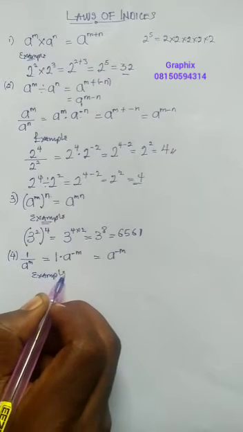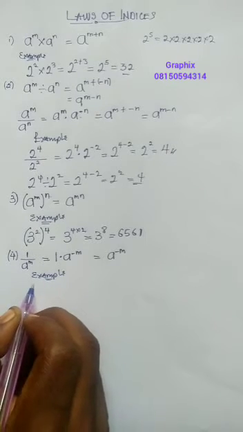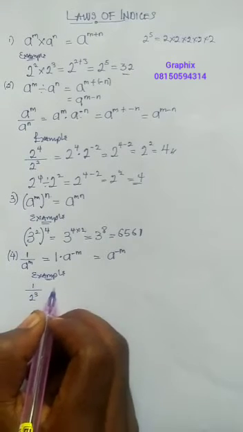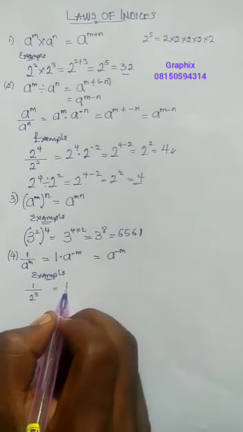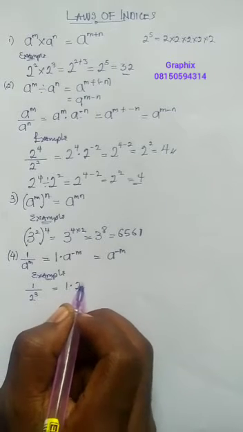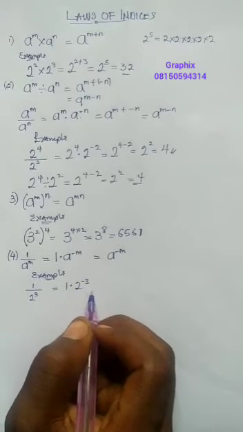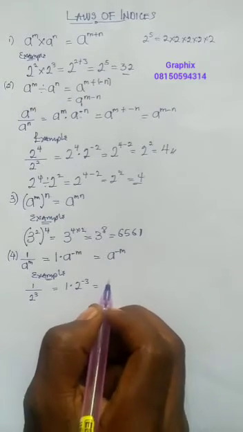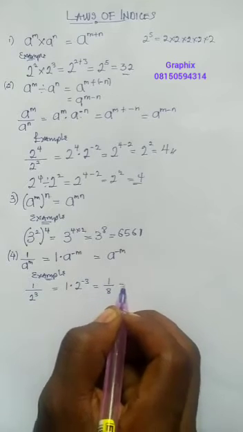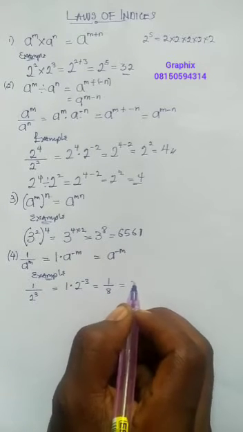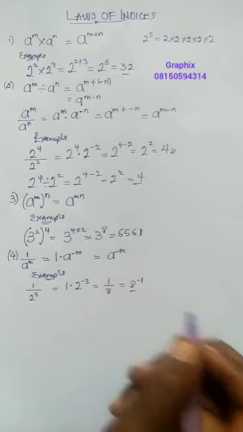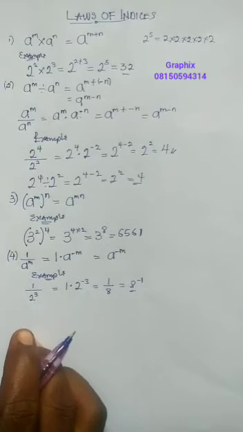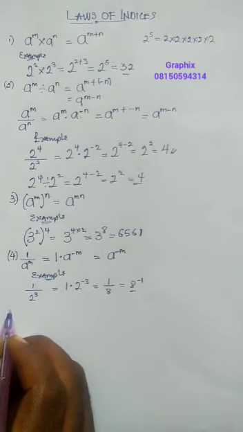So an example of that law is that if I have 1 all over 2 raised power 3, it's going to give me 1 times 2 raised power minus 3. Are we good? Which is the same thing as saying 1 over 8, or the same as saying 8 raised power minus 1. Any of them. Is that okay? So now the next thing we'll do here, number 5.